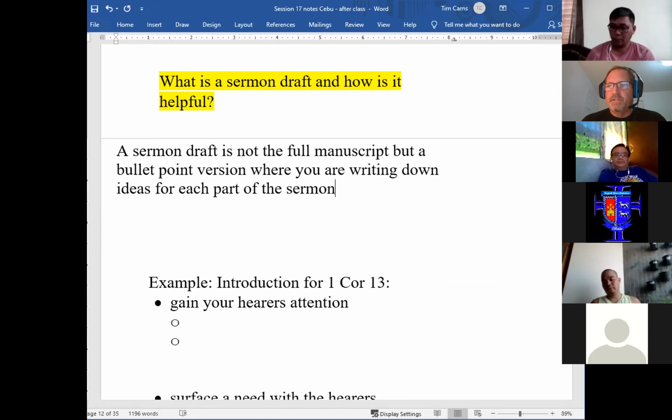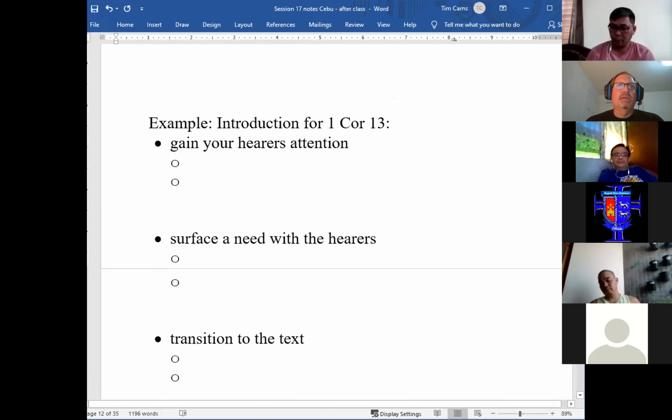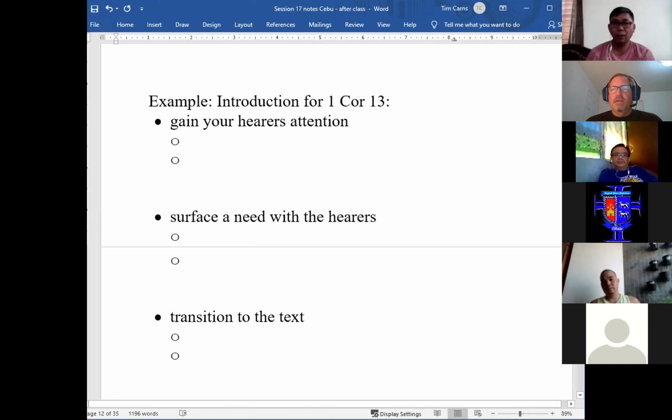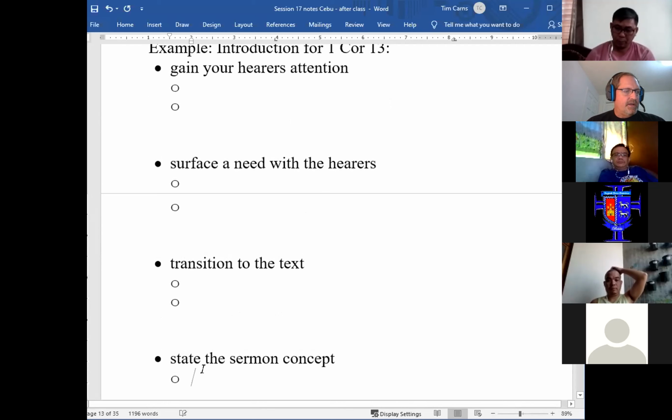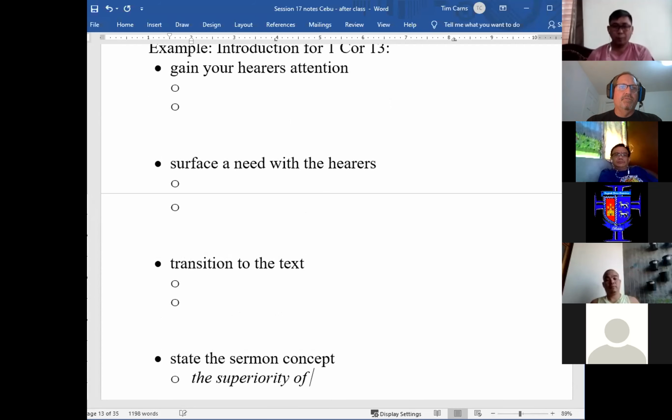Well, the introduction is where I'm going to begin. And so I just put some notes together. For an introduction, I know I have these goals: gain your hearer's attention, surface a need, transition to the text, and then state the sermon concept. Now I have the sermon concept. Let's say I've come up with this: the superiority of unifying love. Let's say that I came up with that as my main idea for the sermon.